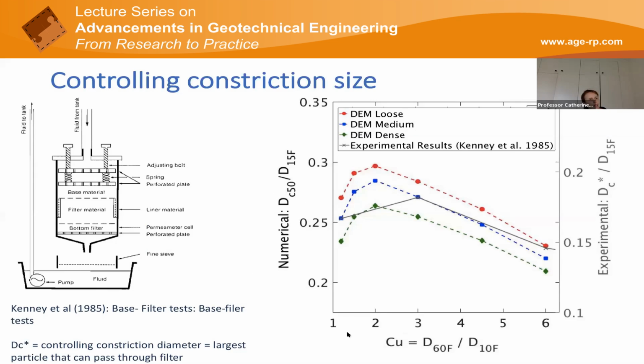And Kenny looked at how this controlling constriction size varied with CU, and you can see that as CU increases, that controlling constriction size increases, and there's a subsequent decrease. And in our DEM simulations, when we looked at our median constriction diameter divided by D15 of the filter, we saw a similar trend. So that gives confidence that our DEM analysis and our interpretation of the data generated do relate to physical systems.